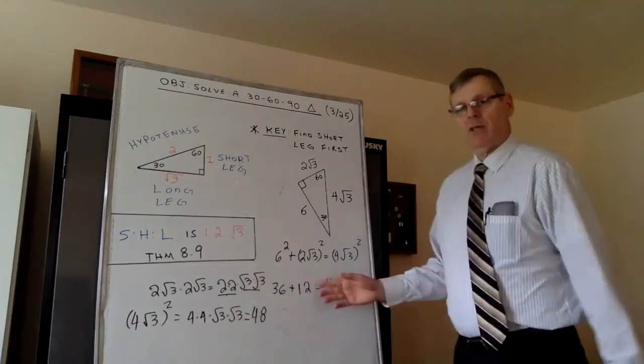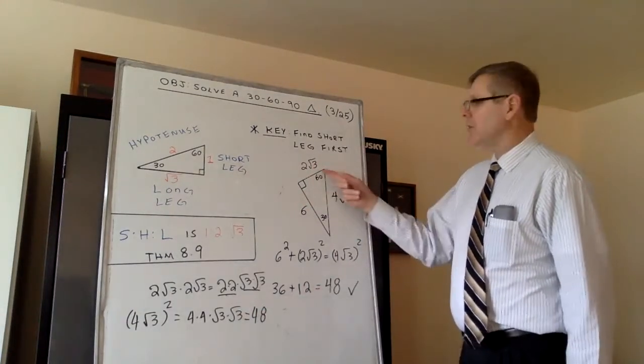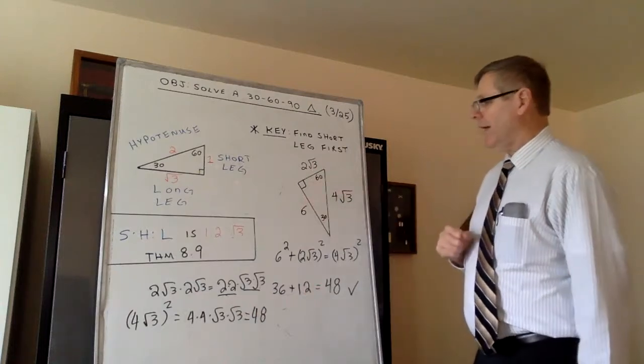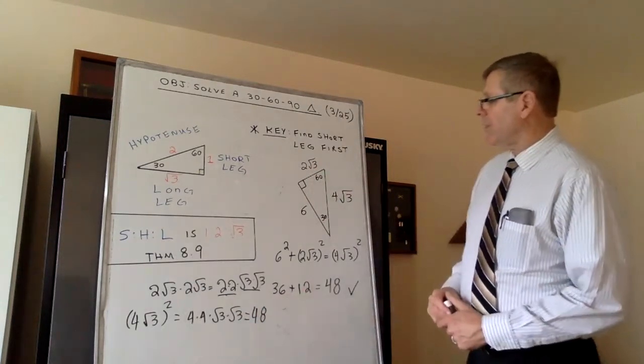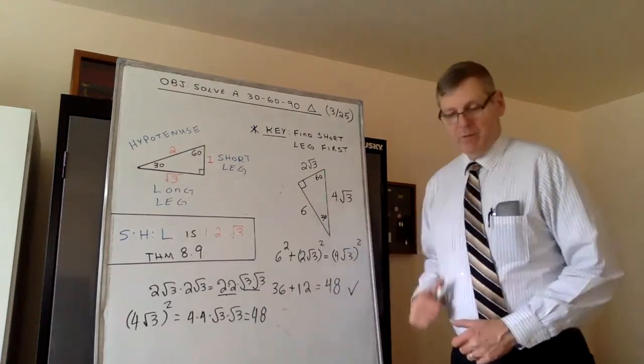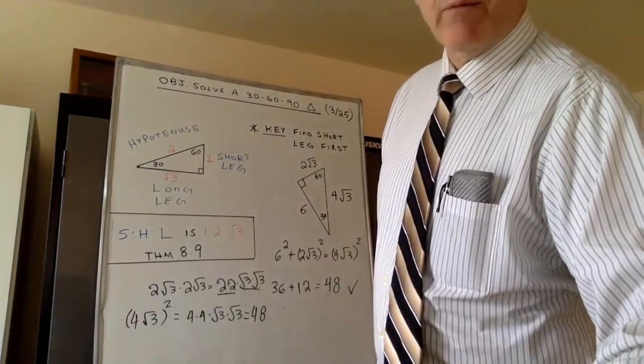Like I said, that's a good way to check your work, because if the Pythagorean theorem works on this, you know you have the correct answer. Okay, and that's a good way to check your work. Let's do one more example just to make sure we understand all the options of how a problem might be presented to you.